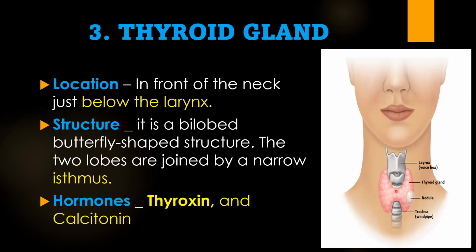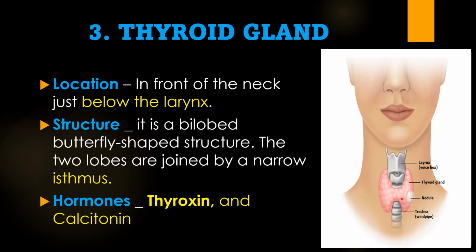Thyroid gland is a bilobed structure, bilobed butterfly shaped structure, right? The two lobes are joined by narrow isthmus.